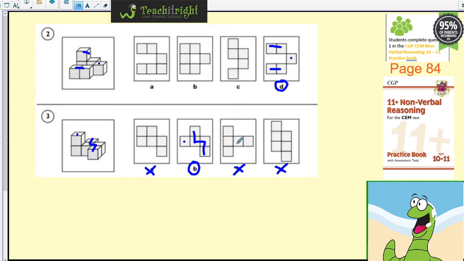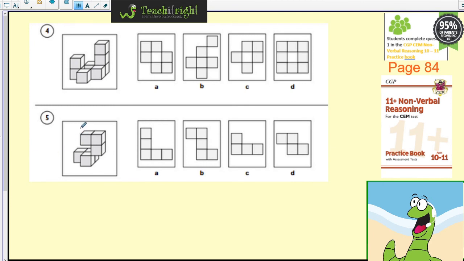Why is each of these wrong? Can you prove to me what's wrong with this? Yep, this is in the wrong position. What's wrong with this? This is in the wrong position. What's wrong with this one here? It's not long enough, so you'd need to have a cube on this side at the very least, or maybe a bit lower. In fact, you'd probably need a cube. Well, there's quite a few things wrong with this one. This shape's wrong, that bit's wrong, that bit's wrong. There's quite a lot going on.